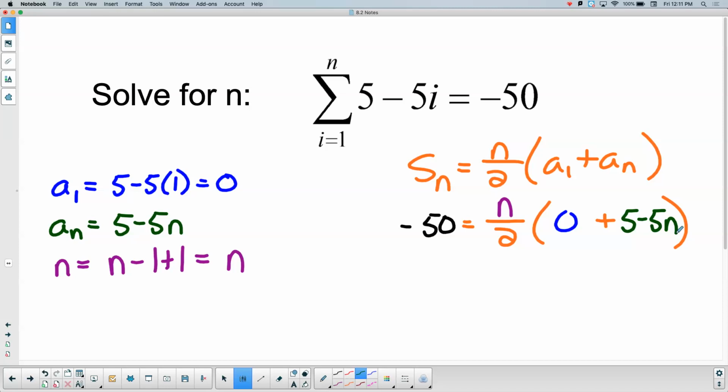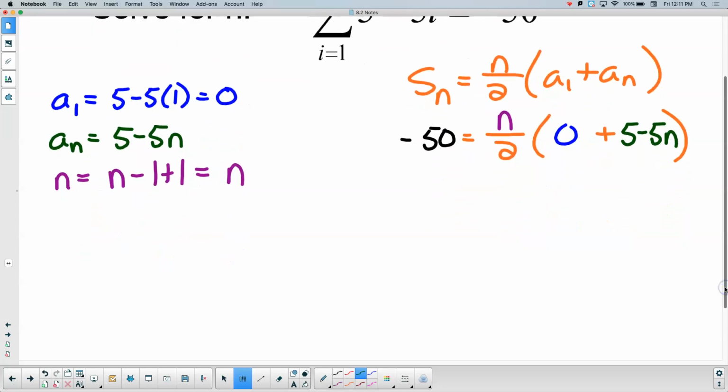Now what? Just rewrite it as 5 minus 5n. Can I multiply by 2 to get rid of that fraction? Yes. So that's going to be negative 100 equals n times 5 minus 5n. Distribute the n, you mean?